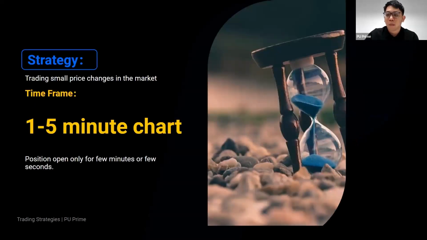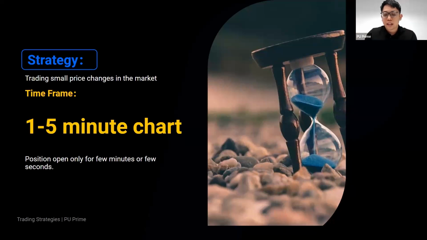First of all is scalping. Scalping is very suitable for beginners, because it mainly relies on technical analysis, the TA. We just look at the chart, look for a signal, and then execute a trade. The time frame for this strategy is just 1 minute to 5 minutes. The goal is to capture small price changes in the market, and you can make multiple trades in a day.